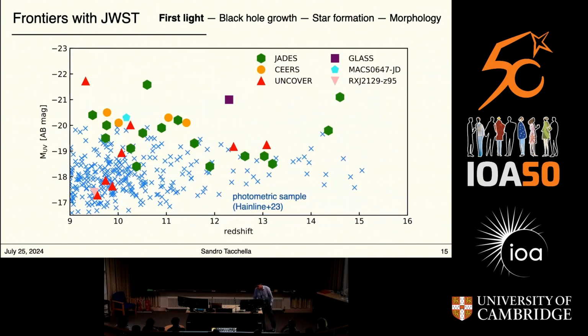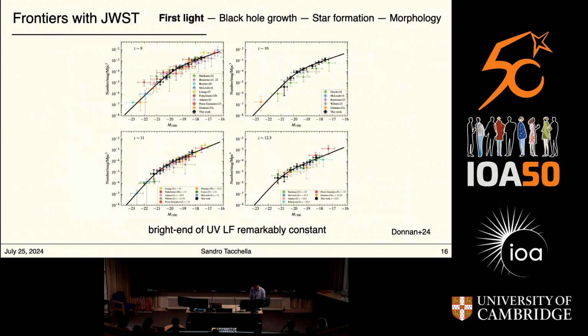Looking at this a little bit more in detail, here I show you the UV magnitude. These are bright objects, these are faint objects. These are some of the photometric samples we currently have, and all these colored points are the spectroscopically confirmed galaxies that we have now above redshift 9. This is incomplete down here, but the key thing is that we have over 7 galaxies now spectroscopically confirmed above redshift 12.